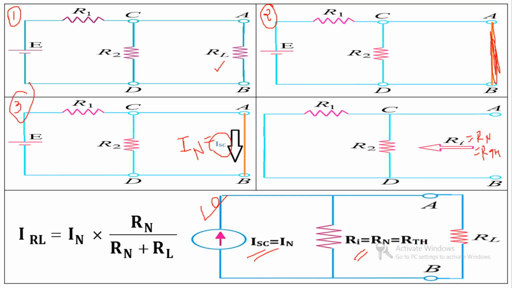This is the third step, this is the fourth step, this is the fifth step. That means we draw the Norton's equivalent network and connect the load resistance R_L. And in the sixth step we calculate the load current. So, these are the steps for Norton's theorem.